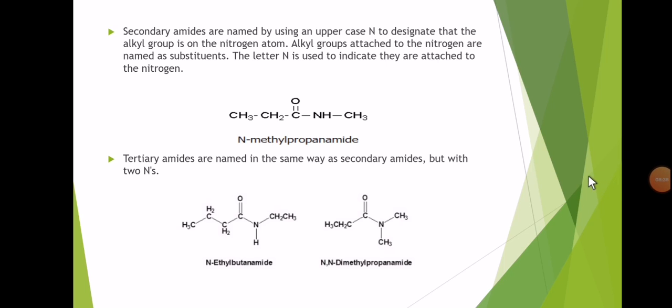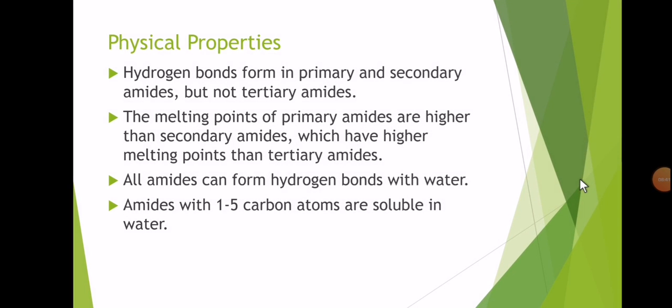Okay, let's move forward to the physical properties of amides. In general, they can form hydrogen bonds, but not the tertiary amides. Melting points are higher in primary amides than secondary and the least in tertiary. Primary will have the highest, then secondary and the least tertiary, and they can form hydrogen bonds with water. And the lower amides, like 1 to 5 carbon atoms, are a little bit soluble in water.